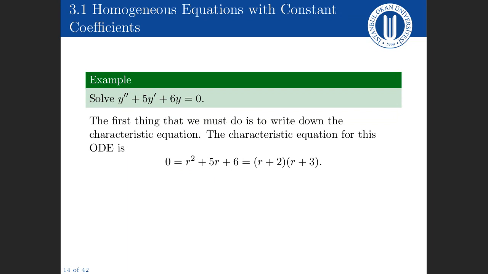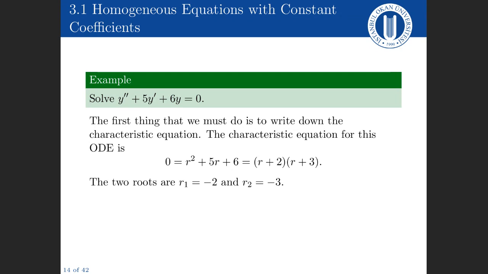And we can factor this because it's the first example. I've given you an easy equation. This is r plus 2 multiplied by r plus 3. So now we know the two roots. The two roots must be minus 2 and minus 3.